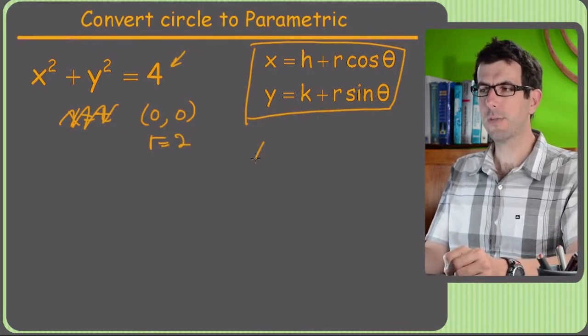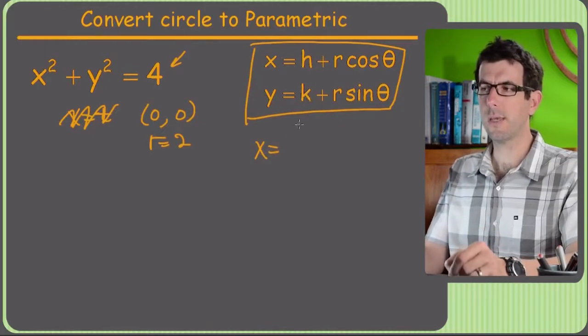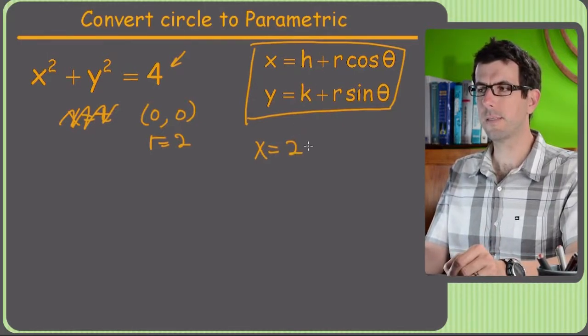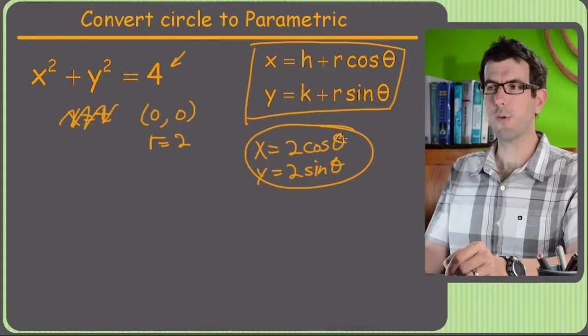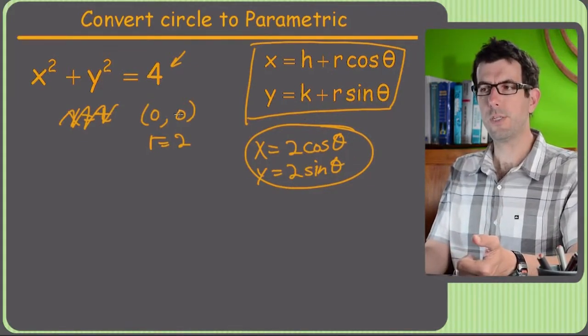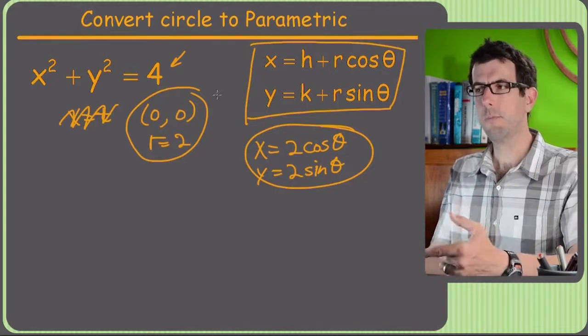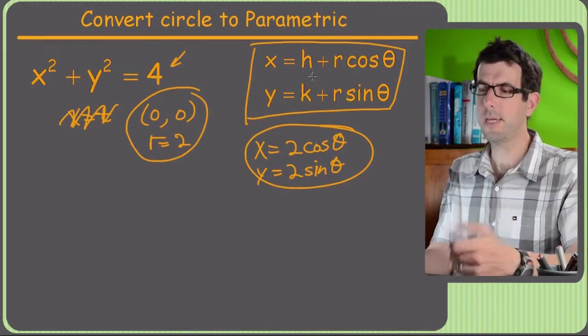And now we're just going to plug and chug. So x equals h, which is 0 in this case, plus the radius times cosine theta. And y equals the same thing, only sine theta. Alright, so it's that easy. If you recognize you're dealing with a circle, just pick out some key information, plug it into the formulas you memorized, and you're set.